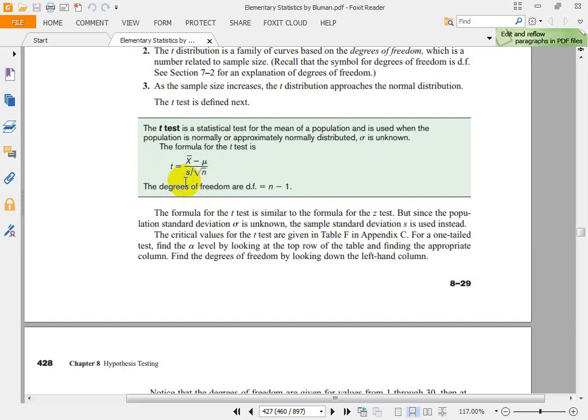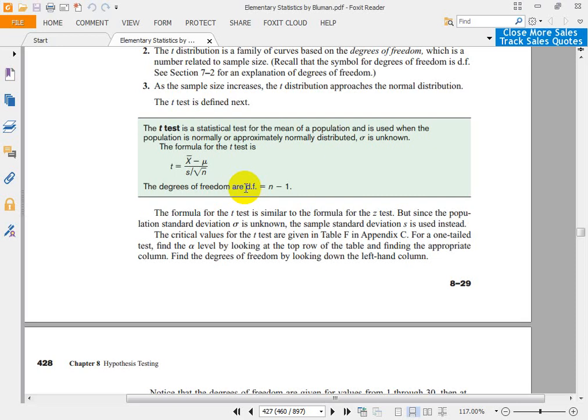X bar, sample mean, mu, population mean, S, sample standard deviation, N, sample size, and here also the sample size should be greater than or equal to 30. Always remember, we are introducing another term, that is degrees of freedom, and that will always be sample size minus 1. So that is a very common question. What is the degrees of freedom? Degrees of freedom means number of samples minus 1.